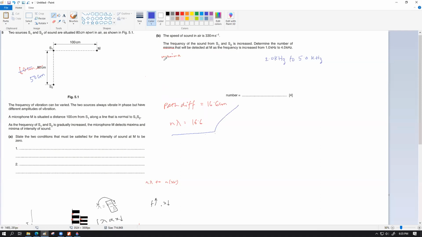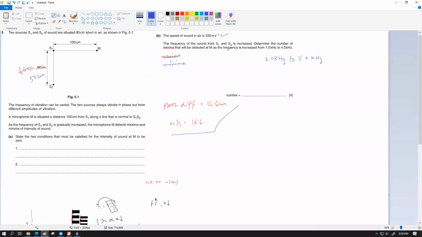And you're still trying to find out the number of minima. So I'll read the question for you to make sure of the information. Currently, this is the setup. The two slit separations are 50 centimeter. M is placed over here. 100 is remaining as 100. I'm not changing that. The speed of the sound is 330 meters per second, which is also all right.